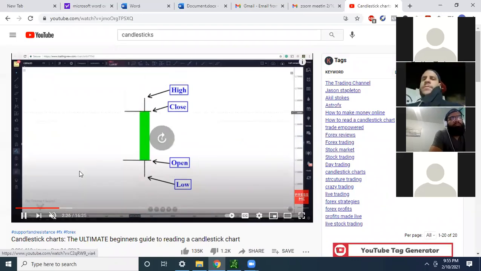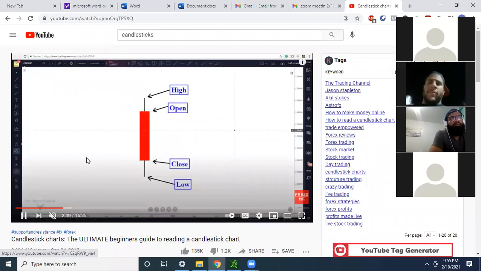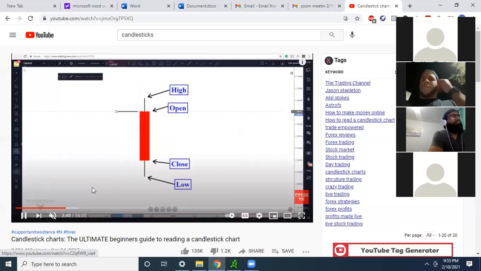So the same thing goes on for the red bars, except reverse. It opens up on top. The top is the open, and we're gonna see how it moves during the day.